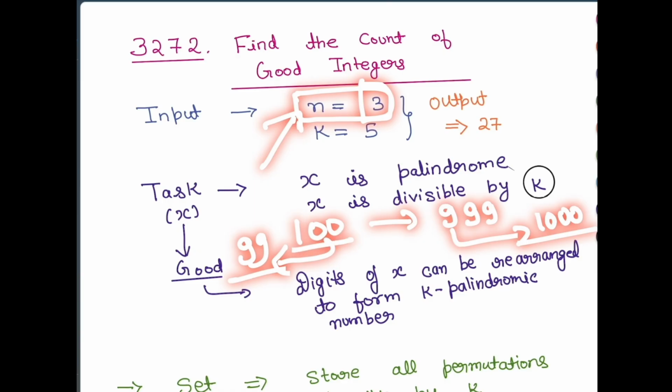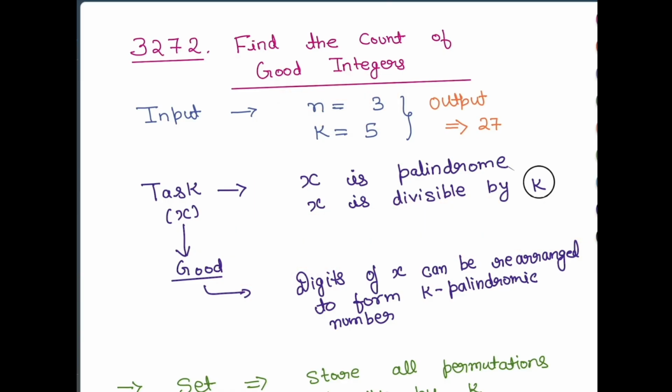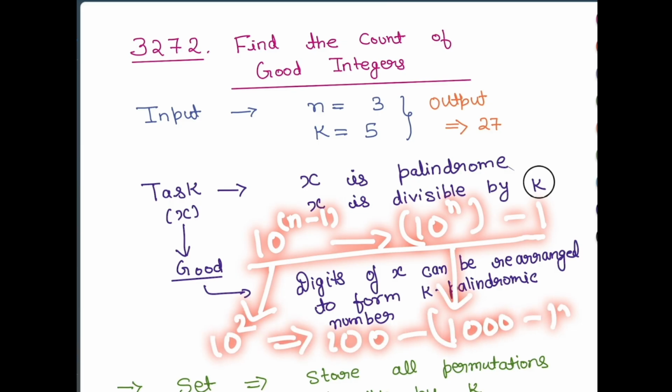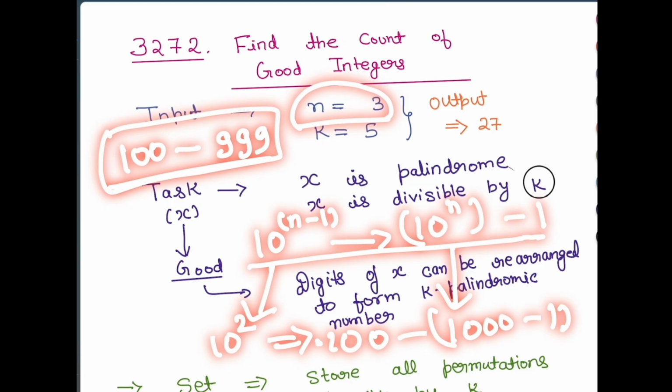So our range is going to be from 100 to 999, right? And mathematically, you can say that it is 10 to the power n minus 1 to 10 to the power n minus 1. That is your range. This is going to be 10 to the power 2, that's going to be 100. And this is going to be 10 to the power 3, that is 1000 minus 1. And then you can say that your range is from 100 to 999. All the numbers which have 3 digits will be within this range, 100 to 999.